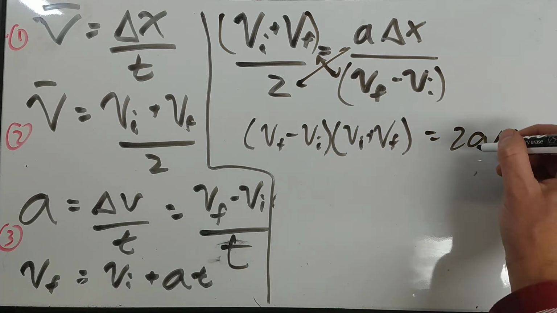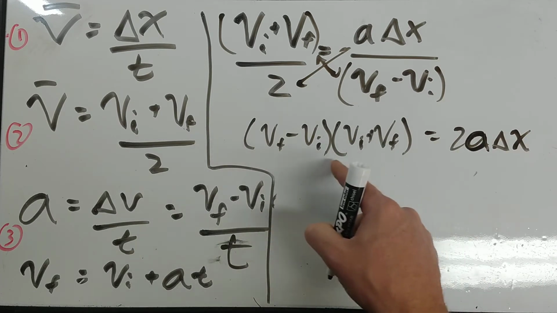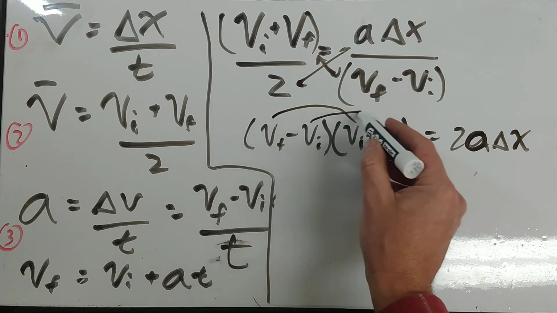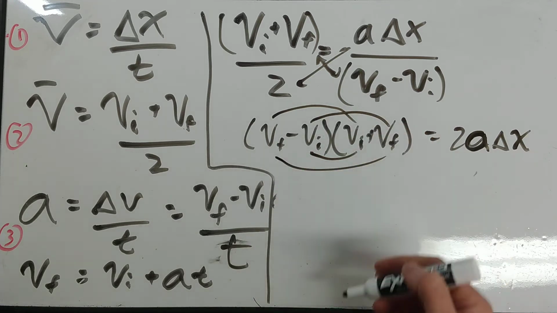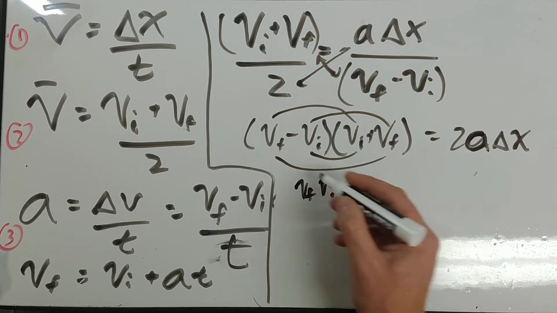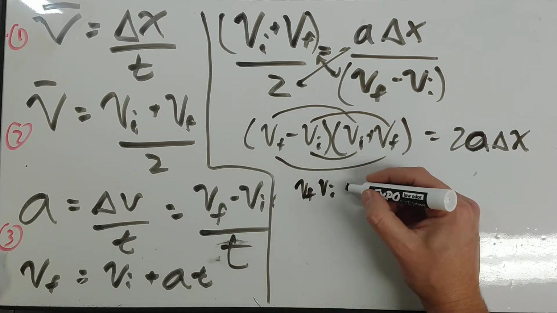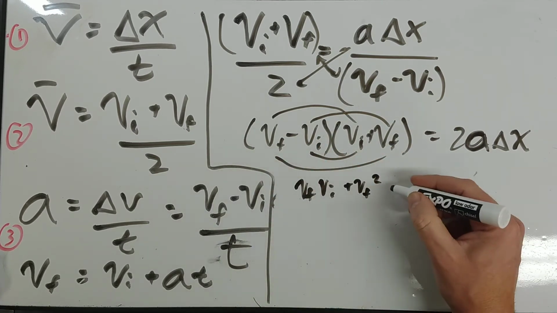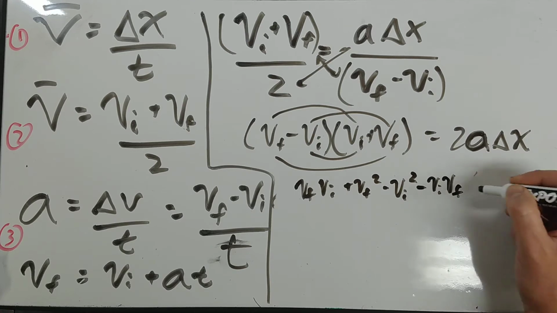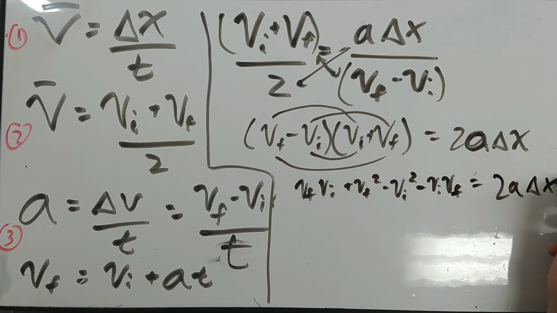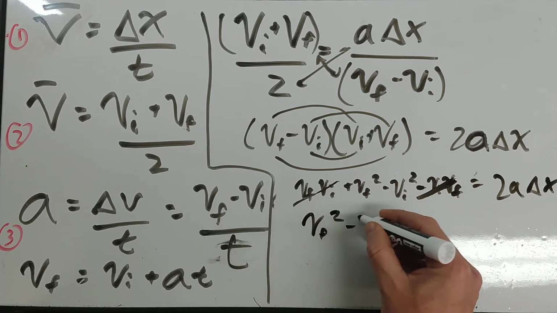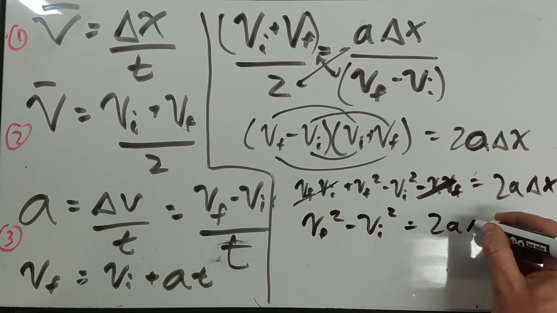All right, so the 2 just goes upstairs. And I'm going to FOIL this side. All right, so yep, I still do this sometimes, right? I think about how I FOIL v final times v initial, v final, v initial. You know, outside you might do next here, which is plus v final squared. Inside here, minus v initial squared. And last, right, minus v initial, v final equals 2a delta x. Okay, so this and this cancel. We have v final squared minus v initial squared equals 2a delta x.